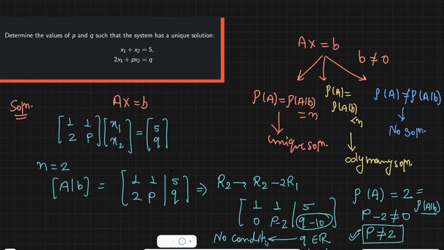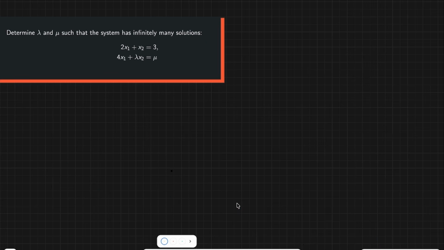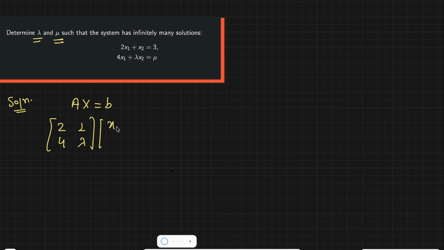Okay, that is for the unique solution. Now in this same question they may ask about the infinitely many solution. Let's say the question is asked in such a way that for infinitely many solutions, find the values of lambda and mu. So you just write down Ax = b, that is [2 1; 4 lambda], and this is [x1 x2] equals [3, mu].